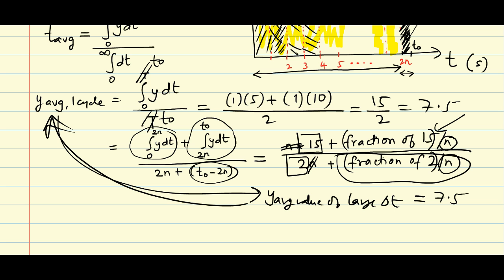Okay, so after this introduction of how to calculate the weighted average of a periodic function, we can now actually solve the question number 25 quite easily.